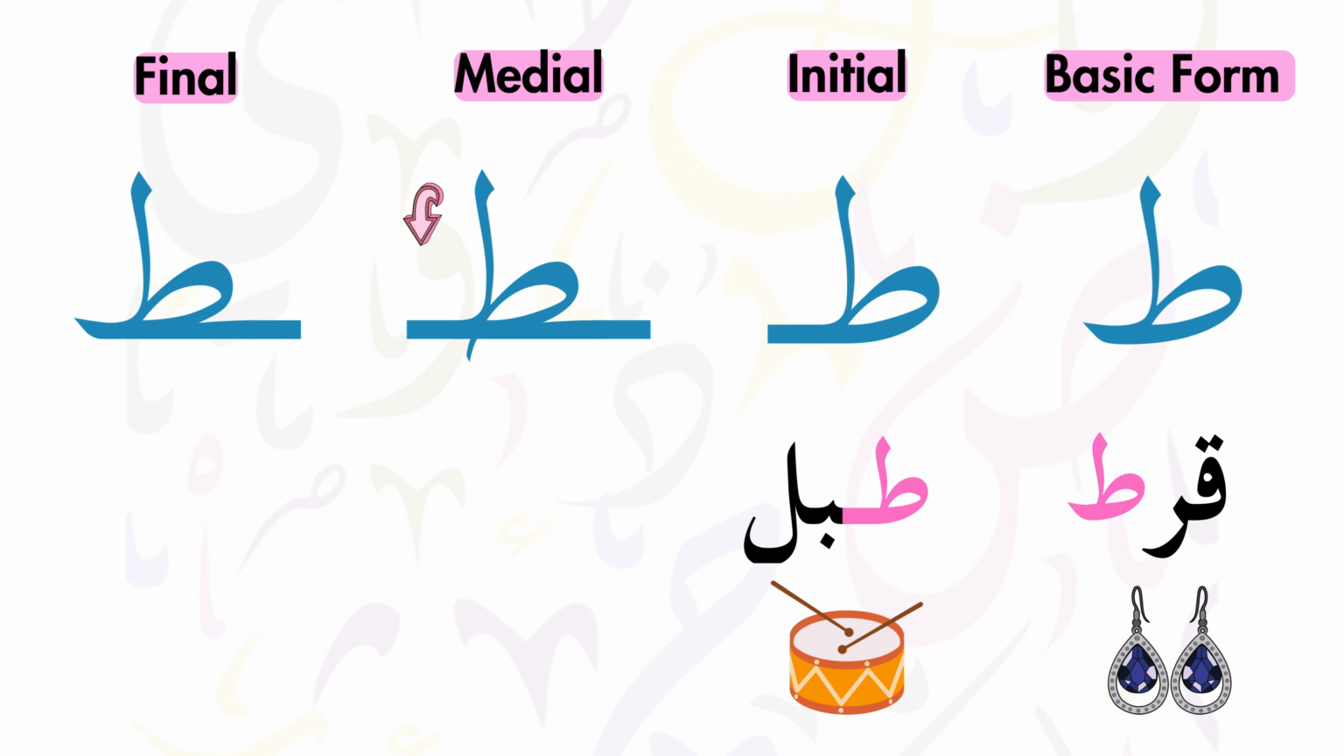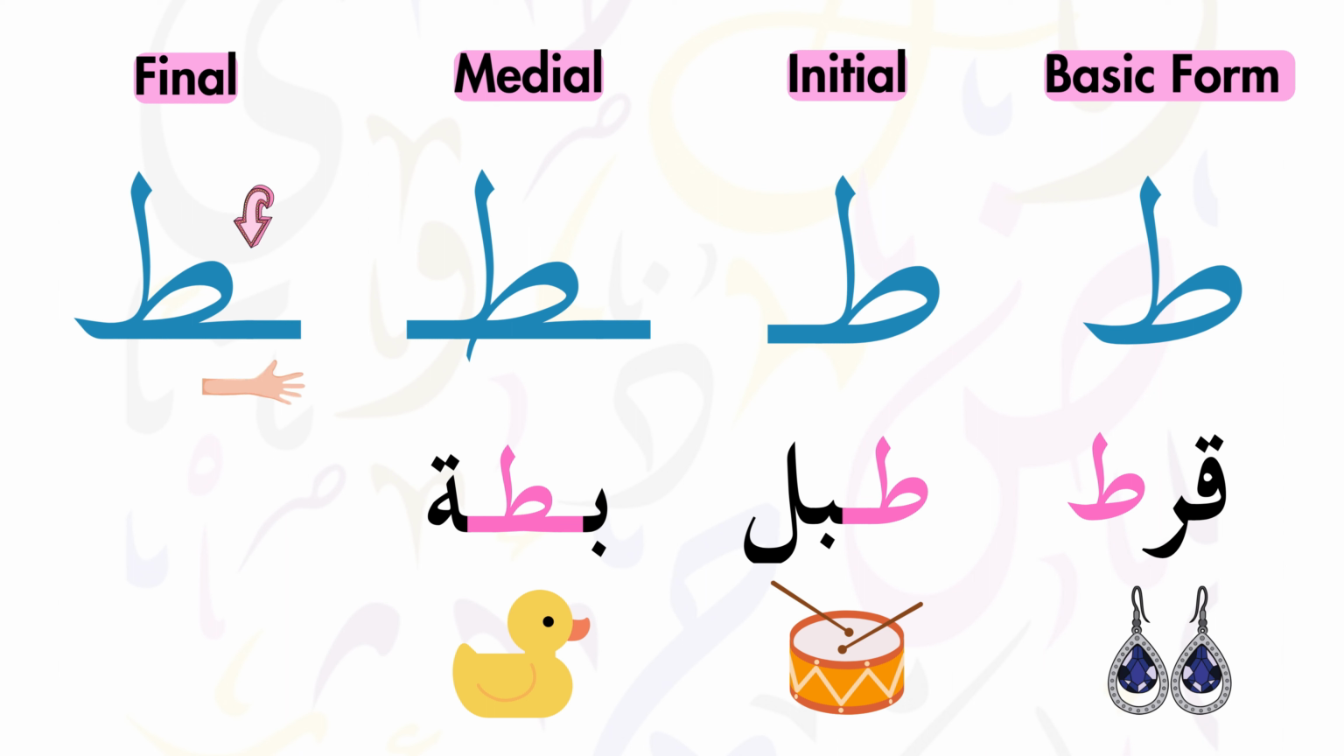Then the medial form, it has 2 hands from the right and also the left, in the word بطة, which means a duck. The final form, as usual, it looks like the basic, but with one hand from the right, like in the word مشط, which means comb.